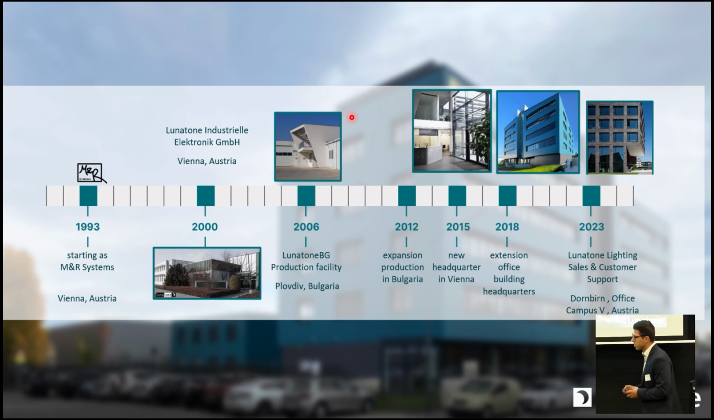Lunatone moved to a different building, and they decided that they want to build all their products in-house. They started with a production in Vienna, and then to extend their production, they built up this production facility in Bulgaria. And today, 100% of our products come either from Vienna or from Bulgaria. In Bulgaria, most of our products are produced, and the warehouse is still in Vienna. They moved to a different headquarters.